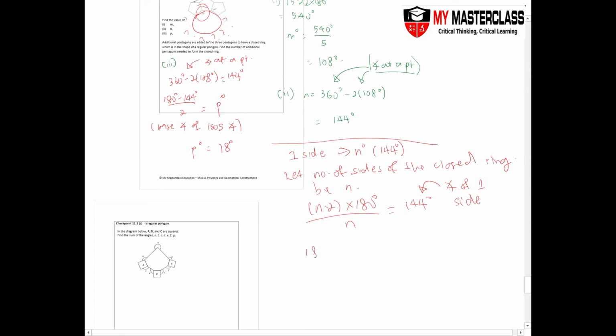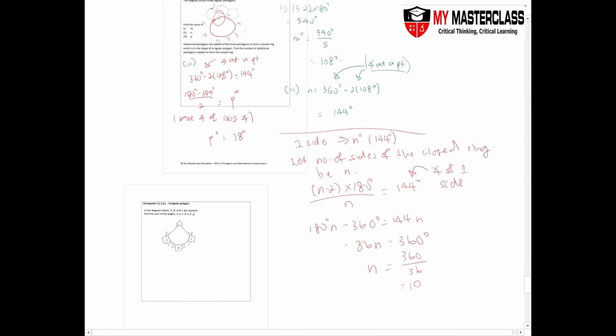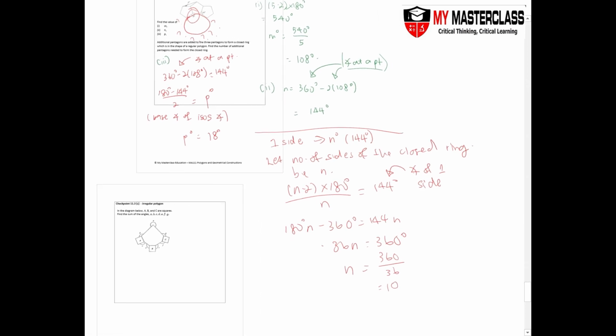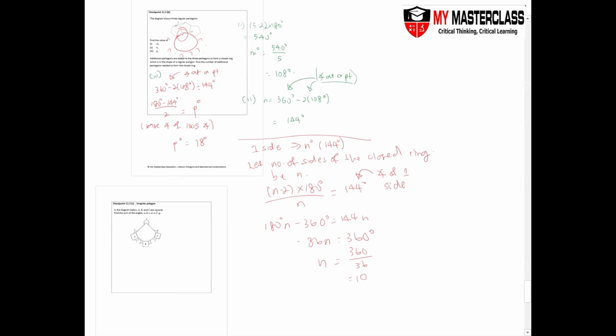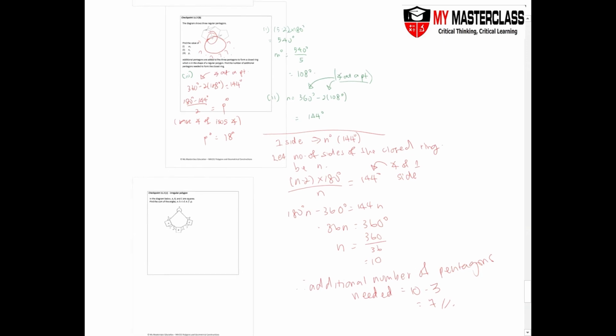Remember, this is a multiplication, so it's 180n minus 360 equals 144n. Once you have calculated, you should be getting 36n equals 360, where n equals 360 divided by 36 to give you 10. Now, you have not ended. They told you that there are already 3 pentagons here. So they're asking for the additional number of pentagons needed. Therefore, the additional number of pentagons needed would be 10 minus 3 to give you a total of 7 as your final answer.